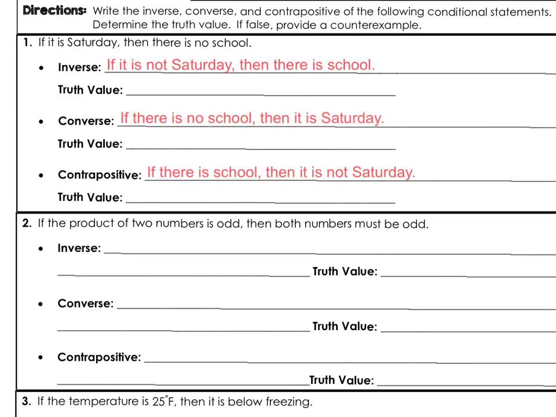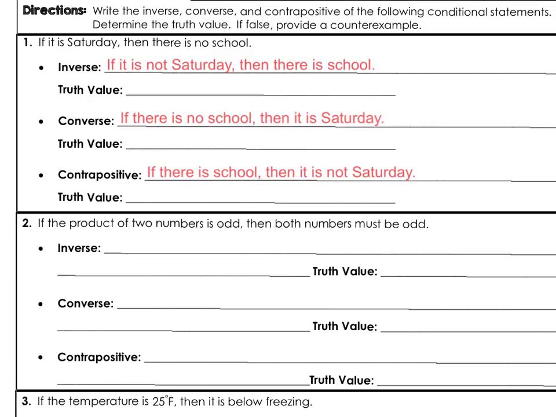So then the converse, we took the conclusion and made it the hypothesis, because remember, converse means switching, and we took the hypothesis and made it the conclusion. And then for the contrapositive, we did both. So we switched the order and we negated. So if there is school, then it is not Saturday. Okay, so we basically could look at the converse of that and make it the negative.